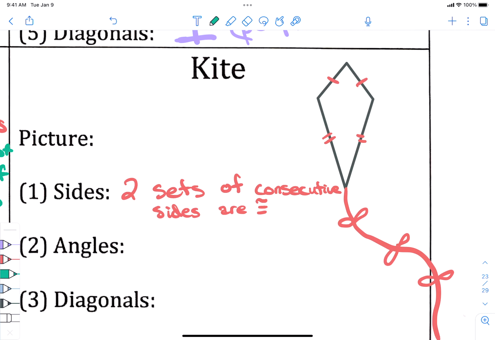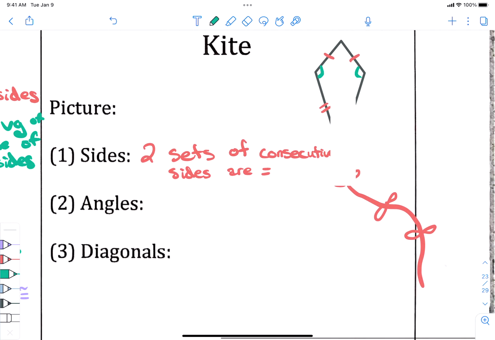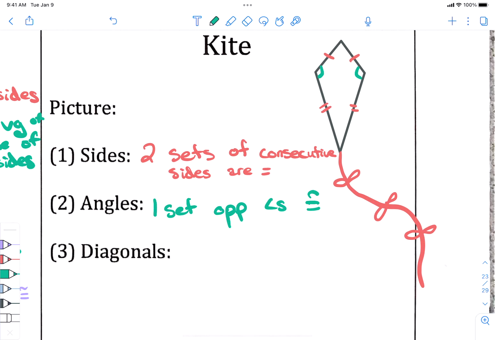All right, angles. What do we know about angles? Are the opposite ones the same? Are they all the same? I think the opposite ones. Is this one the same as this one? No, but these two are going to be the same, right? Okay, so in this case, we have one set of opposite angles congruent, right? And I don't want to say the sides, because if this is laying on its side, then it would be the top and the bottom. So I'm just going to say one set of opposite angles that are congruent. And you know which one we're talking about, right? Okay. All right, let's talk about diagonals now. Last thing.